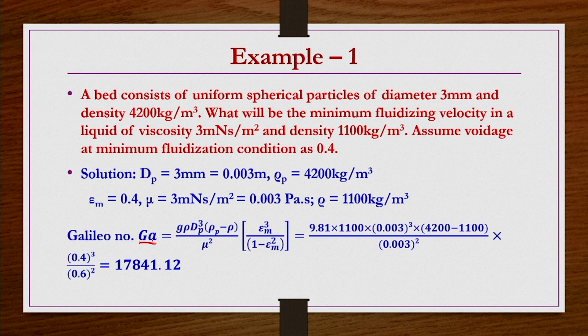Galileo number here, Ga = rho dp cube delta rho by mu square multiplied by epsilon cube by (1 minus epsilon) square. If you substitute all these terms here, this is g, this is rho, this is dp cube, and then this is rho p minus rho, this is mu square, and then this is epsilon m cube, and then this is (1 minus epsilon m) whole square. So, if you substitute all these values and simplify, the Galileo number you will get as 17841.12.